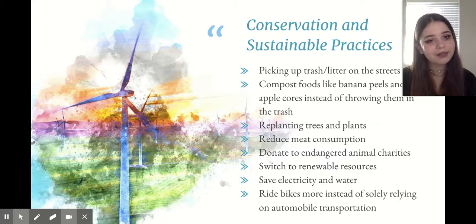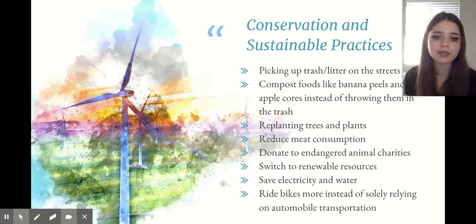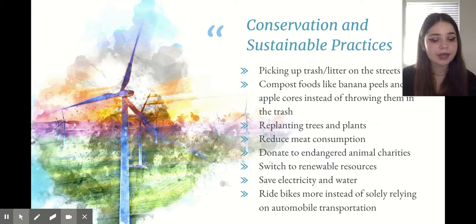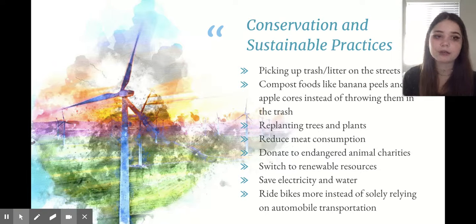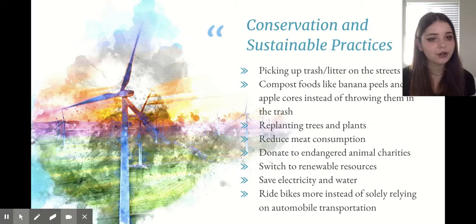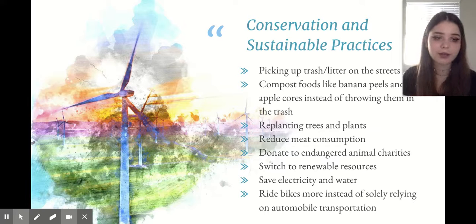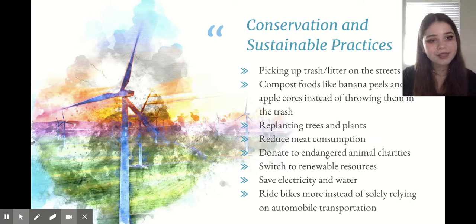Another really great solution is replanting trees and plants. So when you're planting trees in your community, you're going to be restoring your ecosystems, and you're also going to have fresher, cleaner air because these trees are going to help clean the air. So if you plant trees and more plants, that can help your ecosystem a lot. You'll be doing a really great service for your ecosystem.